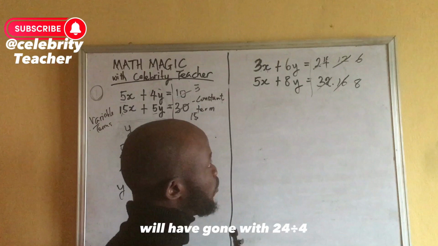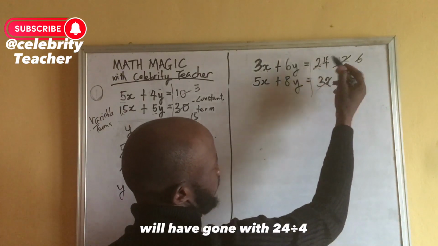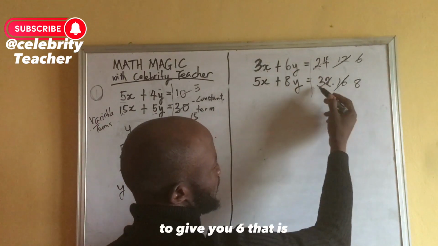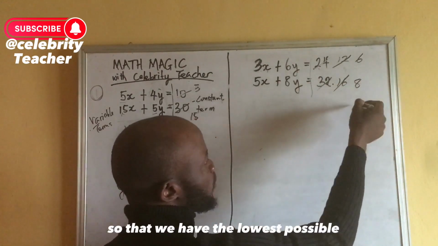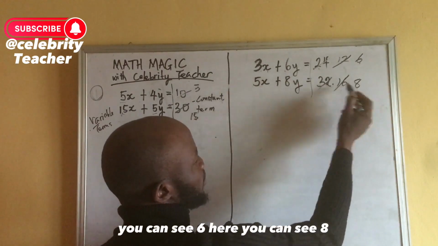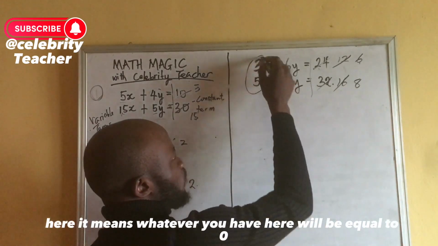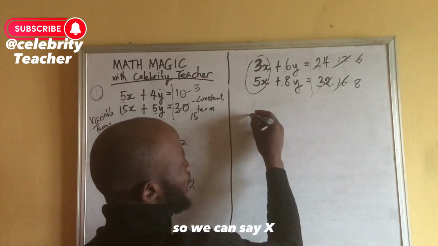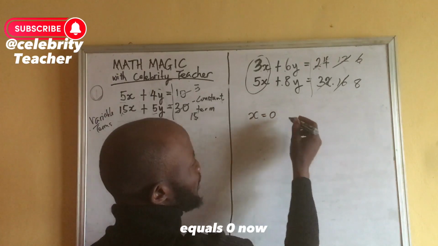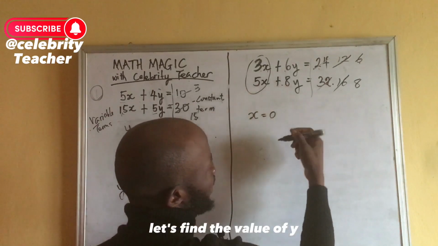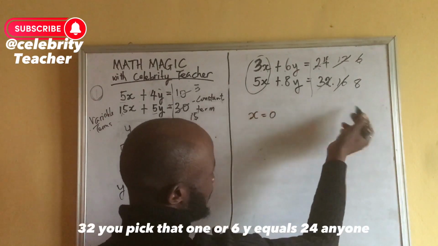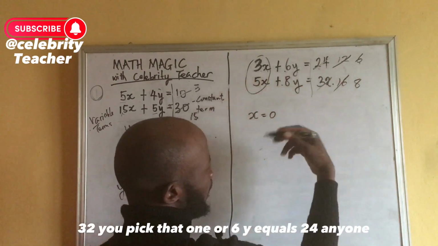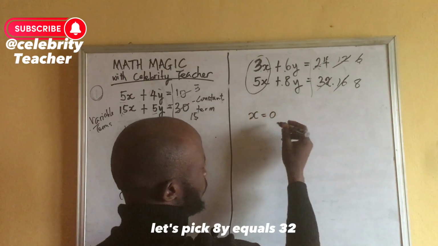I personally would have gone with 24 divided by 4, which gives you 6, and 32 divided by 4, which gives you 8, so that we have the lowest possible. You can see 6 here and 8 here. It means whatever you have here will be equal to 0. So we can say x equals 0. Now, let's find the value of y. You can say 8y equals 32, or 6y equals 24. Any one. Let's pick 8y equals 32.